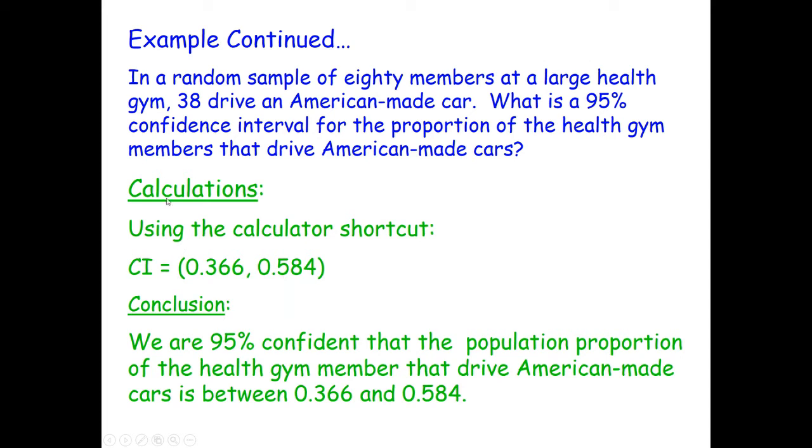And then step 3 is we go on to our conclusion, which is using that little sentence I had you memorize, hopefully you wrote down. We are 95% confident that the population proportion of health gym members that drive American-made cars is between 0.366 and 0.584. This is the interpretation of that interval. And those 3 steps are going to be repeated quite often. You want to check your conditions. You want to do your calculations. The calculator does that for us, which is kind of nice. And then you write your conclusion.